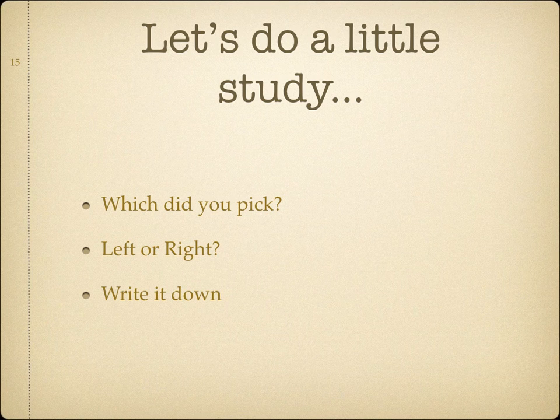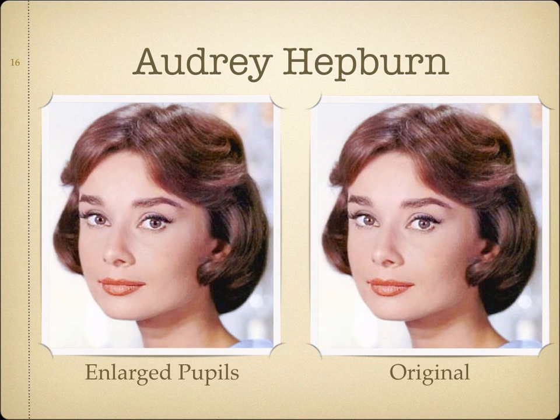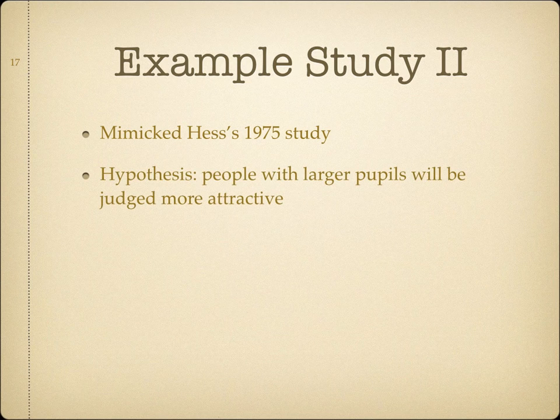from the 1950s. The one on the left has enlarged pupils, and the one on the right is the original image that I started from. Most people will tend to pick the one on the left, the one with enlarged pupils. The reason people tend to pick that image is that larger pupils tend to be thought of as more attractive. Now, this mimics Hess's 1975 study. People with larger pupils will be judged more attractive.